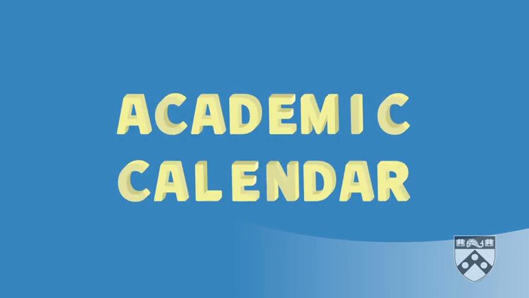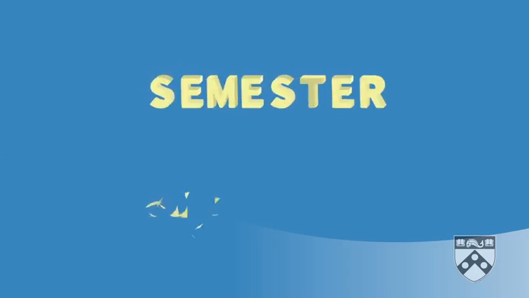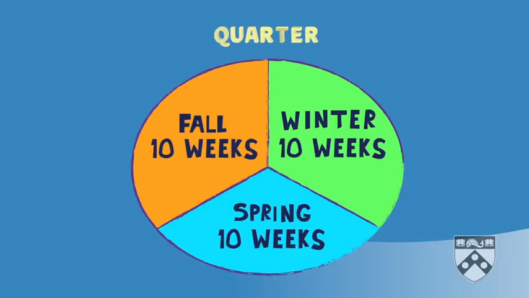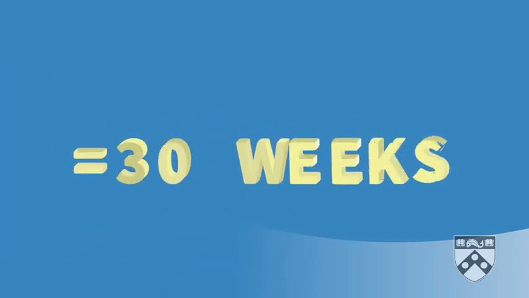The most common calendar types that you're going to see on a school profile page are semester and quarter. In a semester system, there are 2 academic terms per year, the fall and the spring. Each academic term lasts 15 weeks. In the quarter system, there are 3 academic terms per year, fall, winter, and spring, and each one of those terms lasts for 10 weeks. So in both systems, you're studying for 30 weeks per year, but they're actually very different types of study.